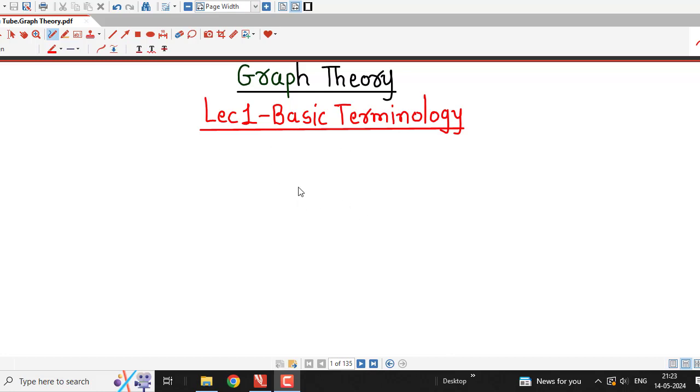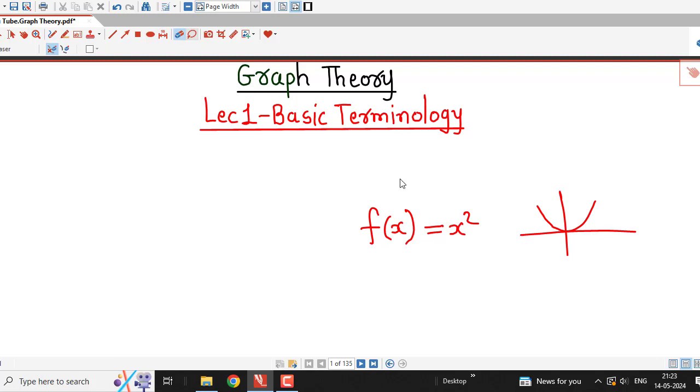Whenever we are discussing graph theory in discrete mathematics, the graph does not mean the graph of a function. For example, we have understood in our school that suppose we have the function f(x) = x², then we say that this is the graph of the function f(x) = x². But here the graph means not this type of graph which we have understood at school level.